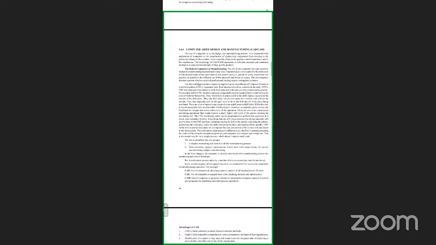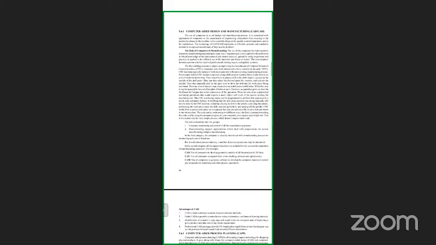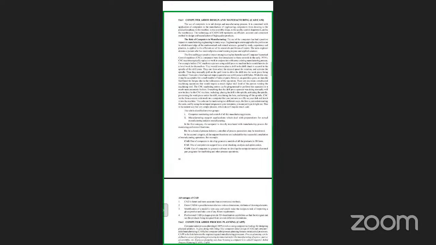One is computer monitoring and control of all the manufacturing process. Next one is manufacturing support applications, which deal with preparations for actual manufacturing and post-mortem, meaning how it is actually taking place, and after this, how it will be taking place. Examples: in any chemical process industry, a number of process parameters will be monitored.